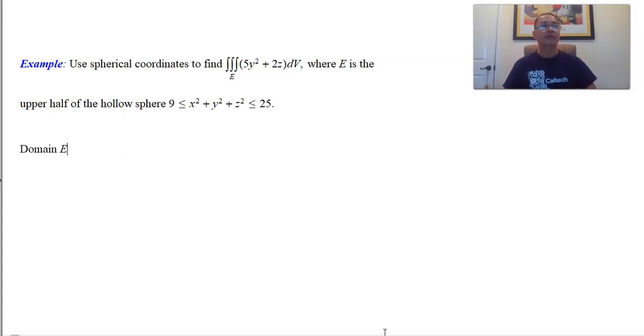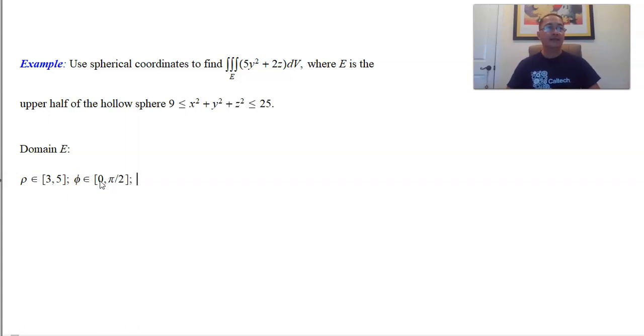So let's think of our domain E. We have the equations of the two spheres over here. So obviously our rho is going from our radii, which are 3 and 5. And then what? Well, it's the upper half, so we're going from phi equals 0 to the xy plane, which is pi over 2. So phi is going from 0 to pi over 2.